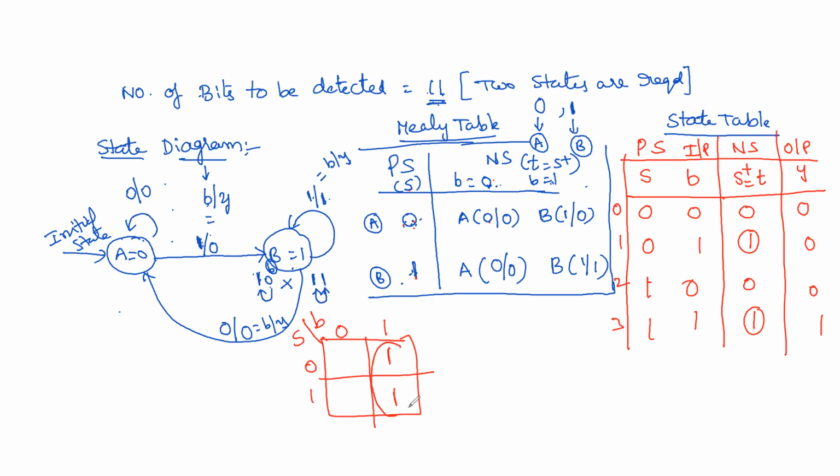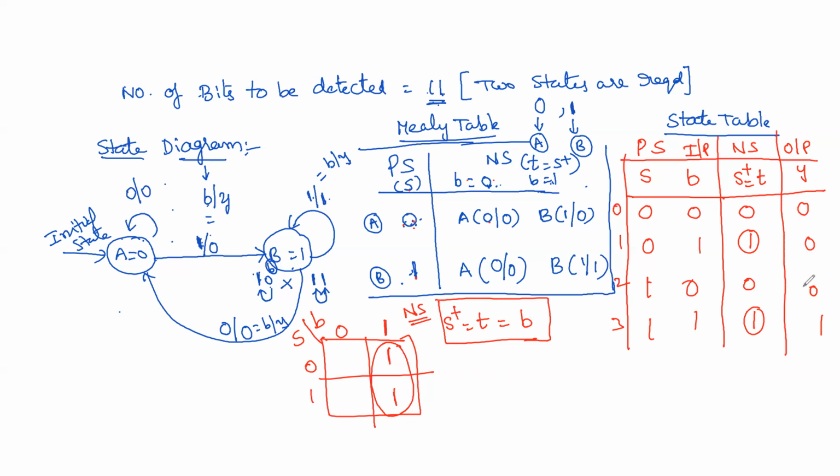Now we should make these two as one group. The expression is S plus equal to T. S has 0, 1 because this group lies in these two rows, so S should be neglected. Vertically, it is in only the last column, so its value is B equal to 1. That means B is in normal form. This is the equation for next state. So T equal to B.